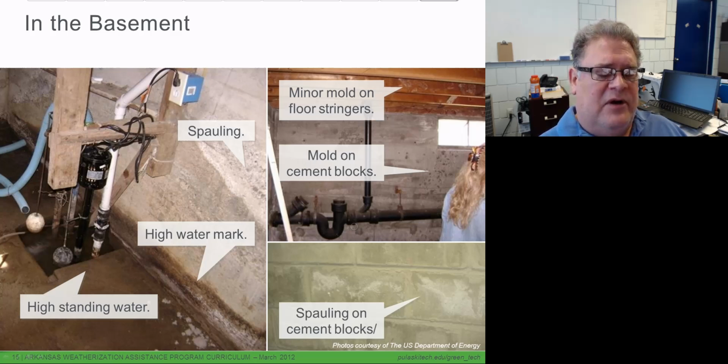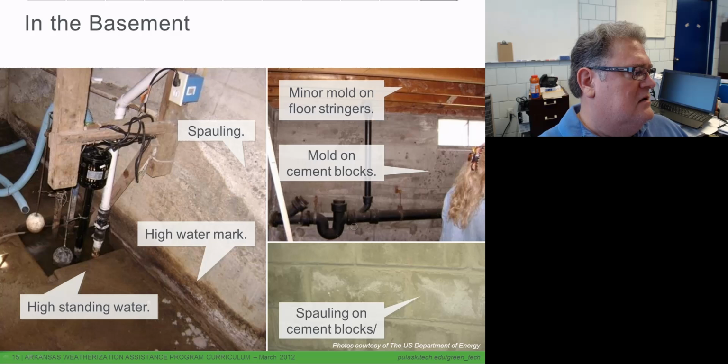Here on the top right picture, we're seeing mold-like substances on the floor joists and on the walls. And then here, now they're saying this is spalling. I don't necessarily agree with it. It doesn't look like spalling to me, but the picture is not very good. It may be broken pieces out of the block. What it appears to be to me is efflorescence. Efflorescence is when salt deposits are left by evaporating water.